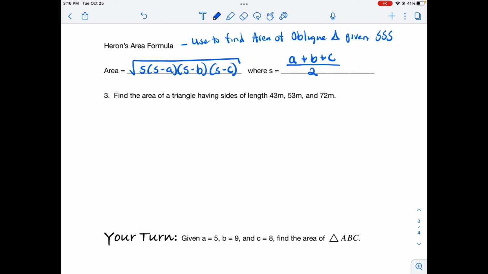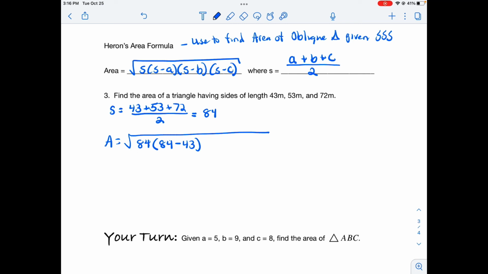All right, let's apply this formula. We're going to find the area of a triangle having side lengths 43, 53, and 72. So first find S. S is equal to 43 plus 53 plus 72, all divided by 2. I get that S is equal to 84. So area is going to be equal to 84 times 84 minus 43 times 84 minus 53 times 84 minus 72.